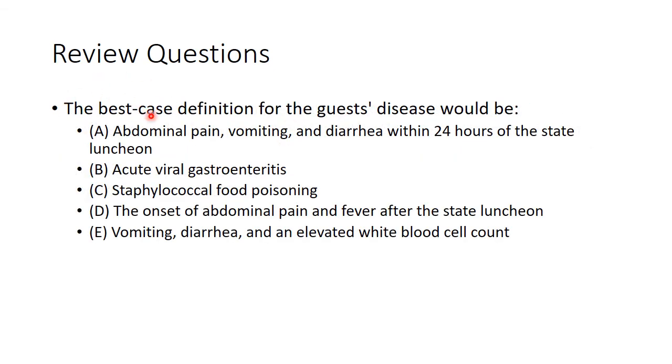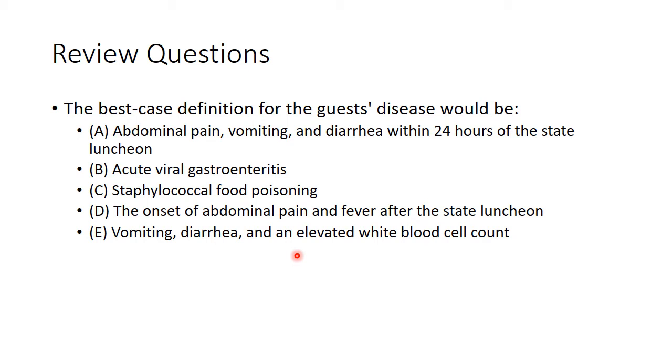So in this case, the best case definition for the guest would be they had abdominal pain, vomiting, diarrhea within 24 hours of the state luncheon. Or they had acute viral gastroenteritis, staphylococcal food poisoning, onset of abdominal pain and fever after the state luncheon, or vomiting, diarrhea, and elevated white blood cell count. Think A? Think D? What do we think?